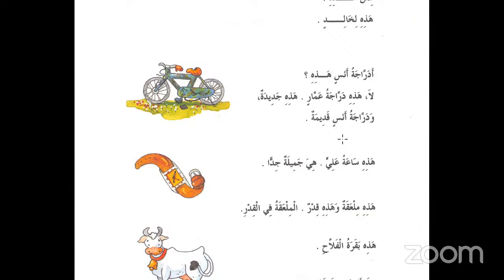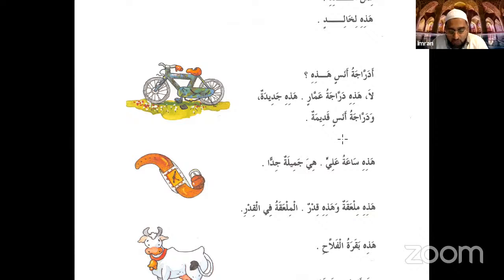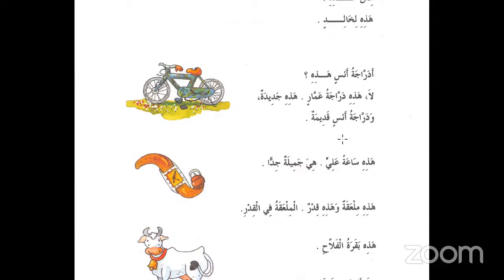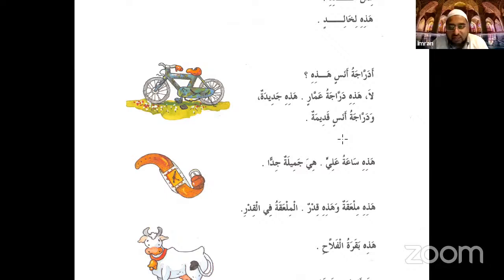Anas's bicycle is old. Now, write the other example down. Kitabu Muhammadin. Now, kitab, is it masculine or feminine? Kitab is masculine. It does not have a marbuta at the end. So, Kitabu Muhammadin, would it be qadimun or qadimatun? Qadimun. Correct. So, this is another important thing you have learned today.